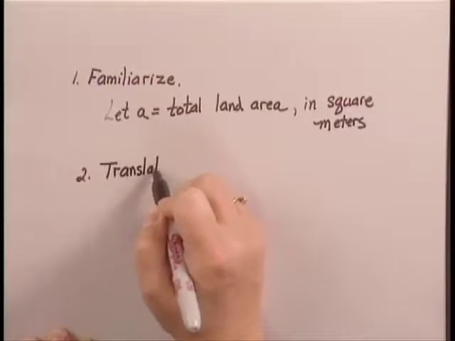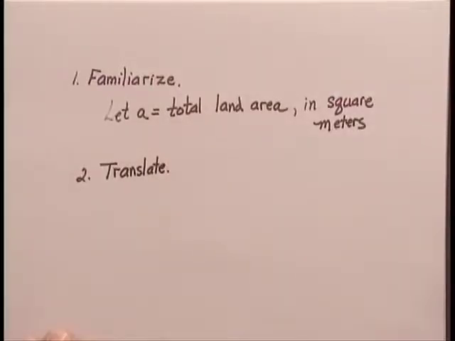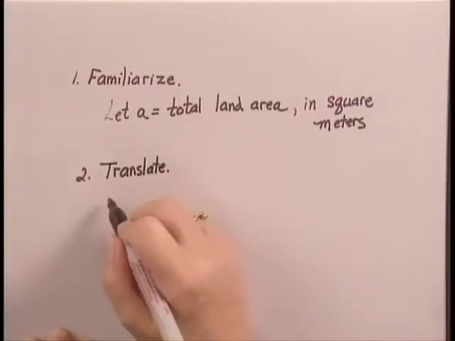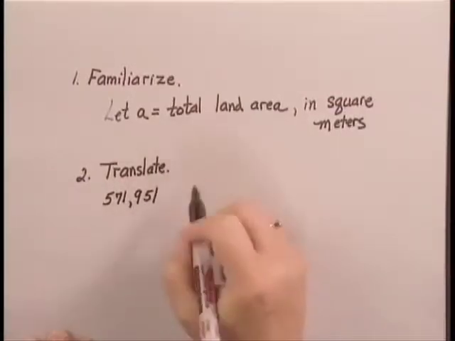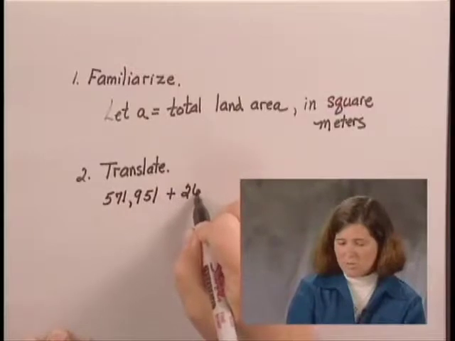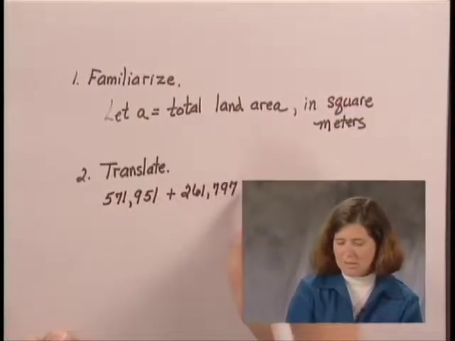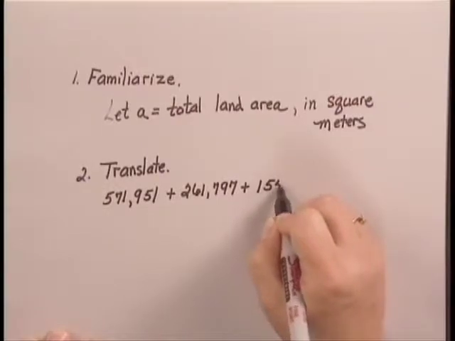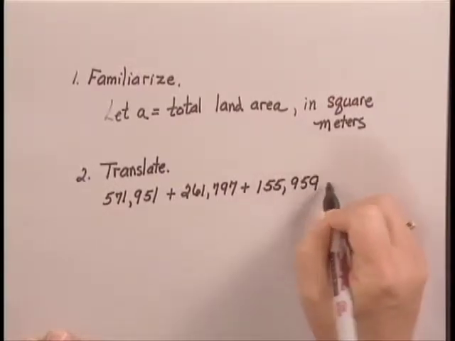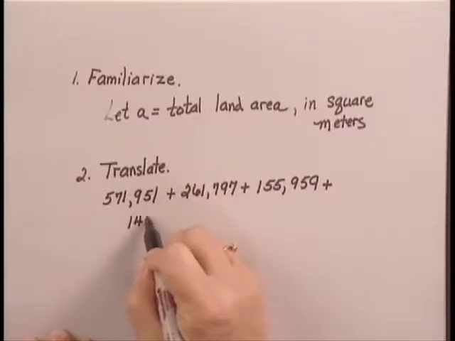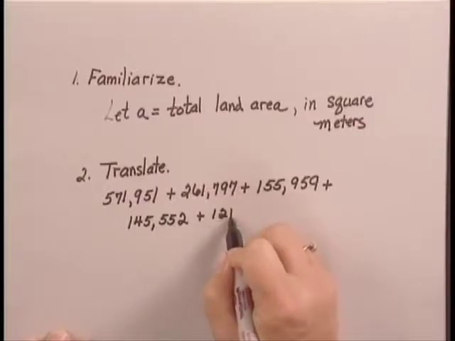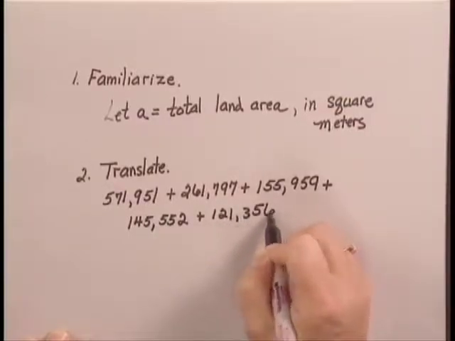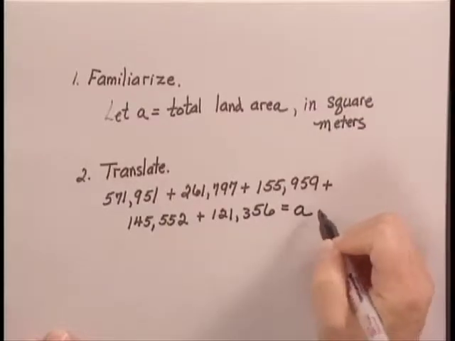To translate this situation into mathematical language, we know that we want to add the areas of the states. So we write an equation that shows we're going to add these areas. The area of the first state is 571,951 square meters. The next one is 261,797. The third one, 155,959. The fourth one, 145,552. And the fifth one, 121,356. And this equals A.